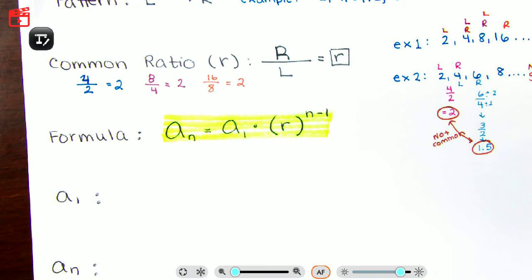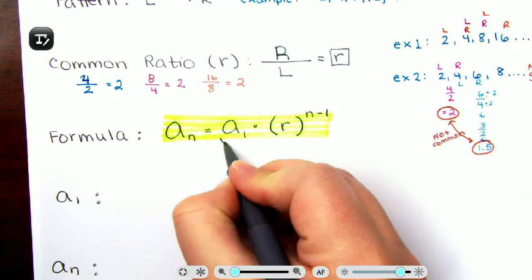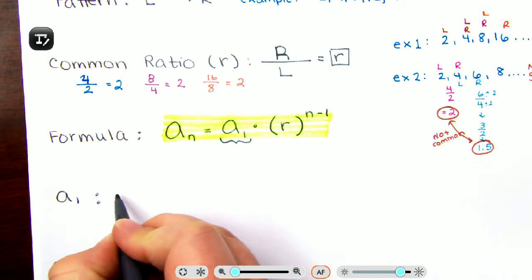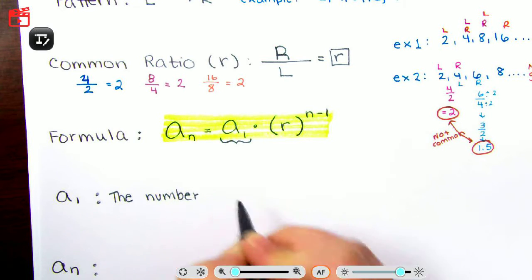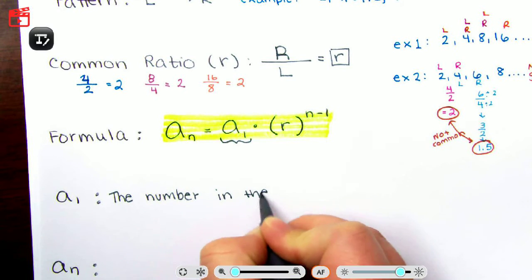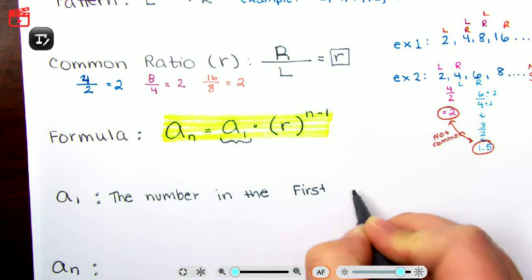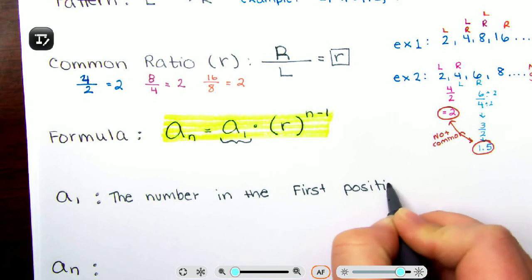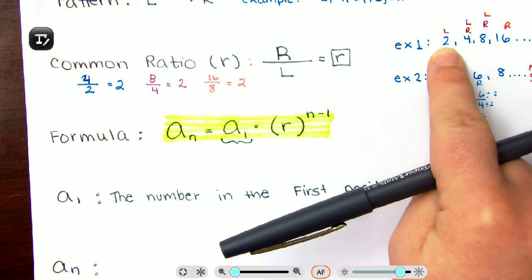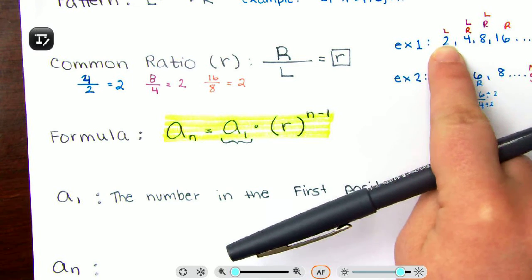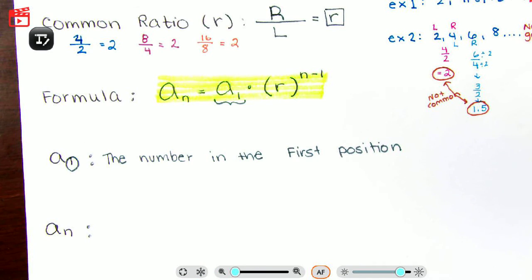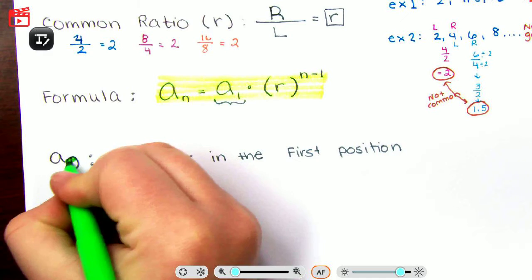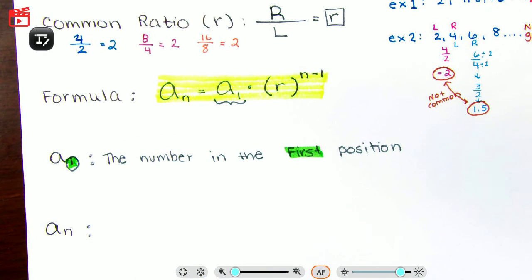So that's our formula. Now, what does a sub 1 mean? A sub 1, this guy right here, means the number in the first position. For example, 2 is in the first position. It's just the first number that you see. So the little 1 here tells you that it's in the first position.